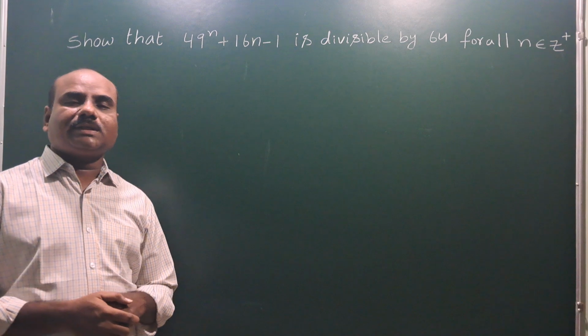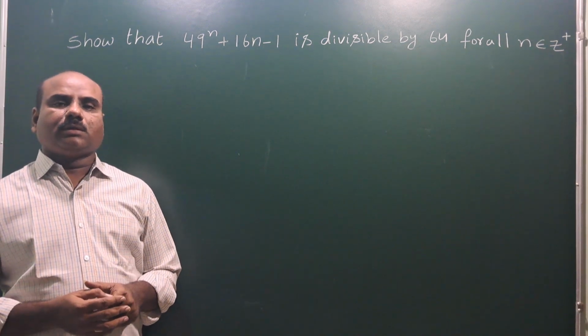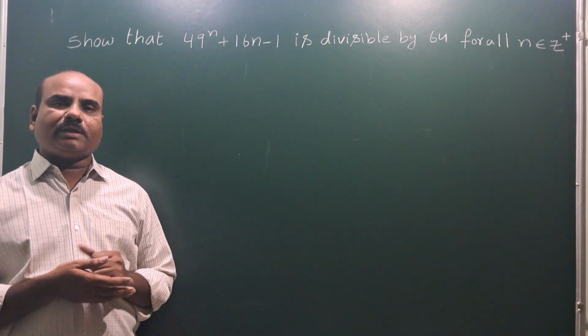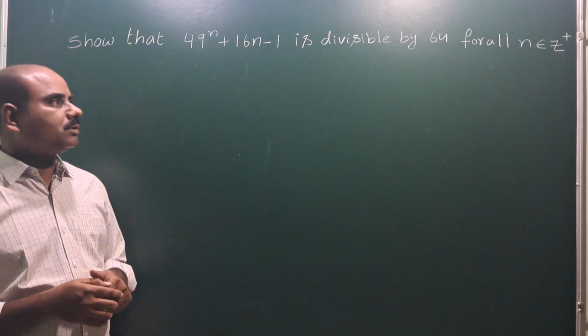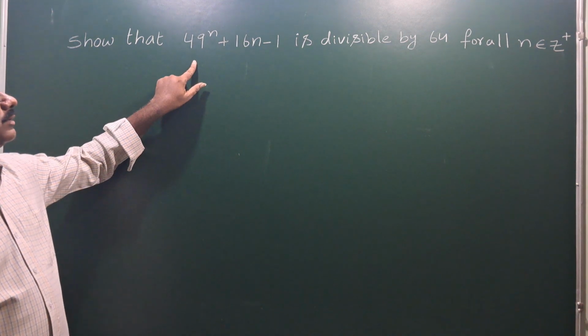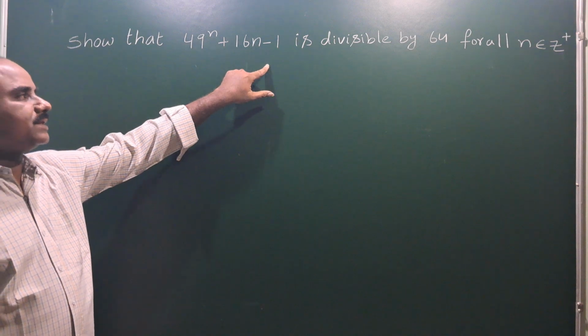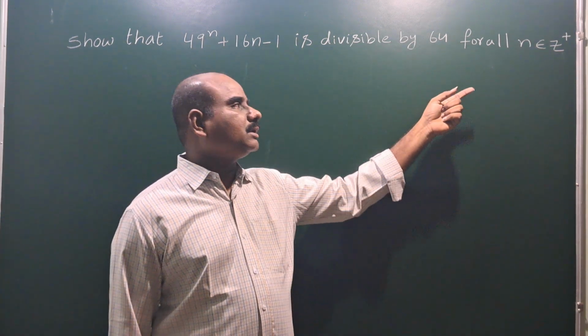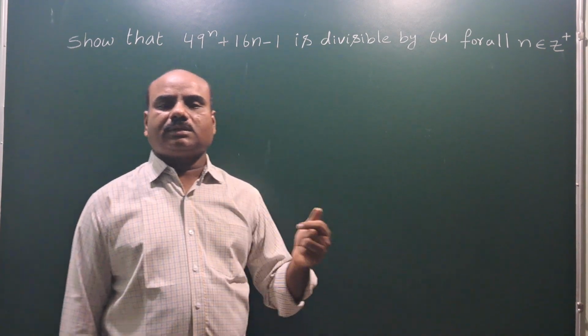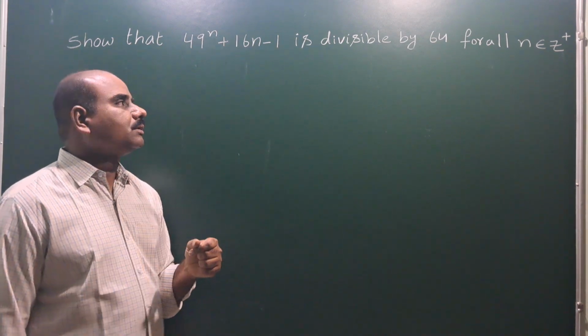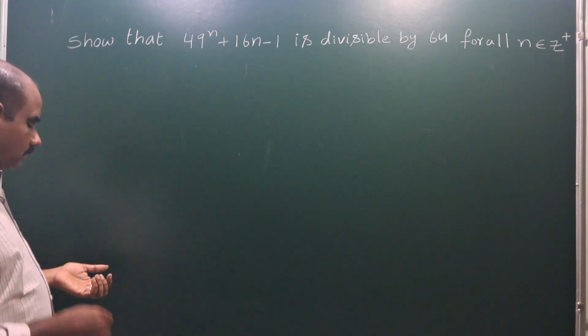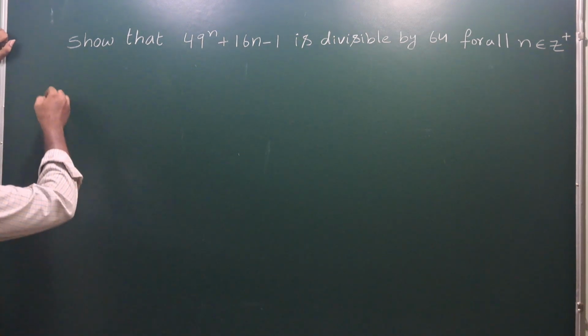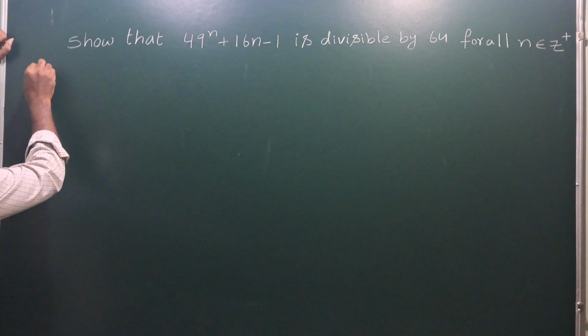Hello students, in this video we shall discuss a divisibility problem from mathematical induction. So let us see our problem. Show that 49 power n plus 16n minus 1 is divisible by 64 for all n belongs to Z plus. Z plus means set of all positive integers. Okay. So let us take our statement as Sn.